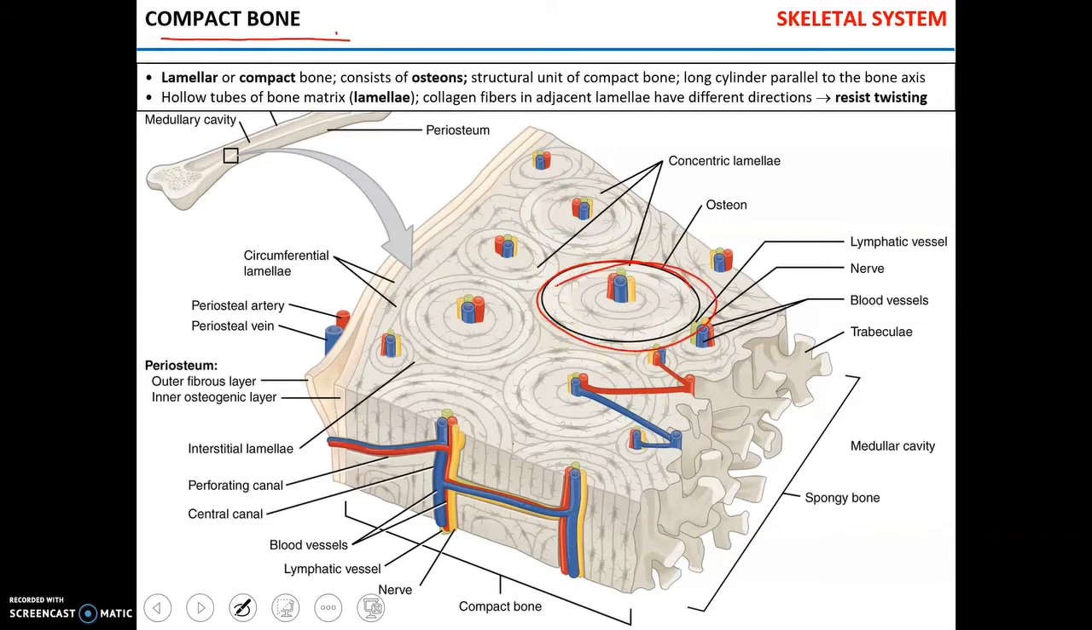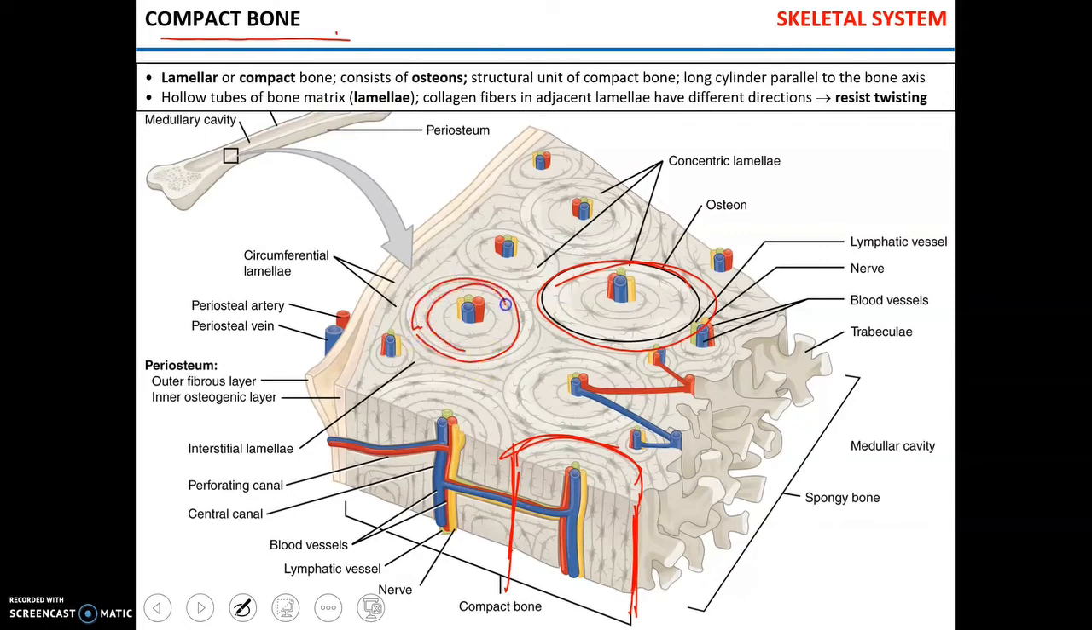The longitudinal section of an osteon will be this. So this is a part of an osteon right here. It's a cylindrical structure. It's a cylinder, basically, that is parallel to the bone axis. It goes along the bone axis. Osteon consists of multiple concentric hollow tubes called lamellae.